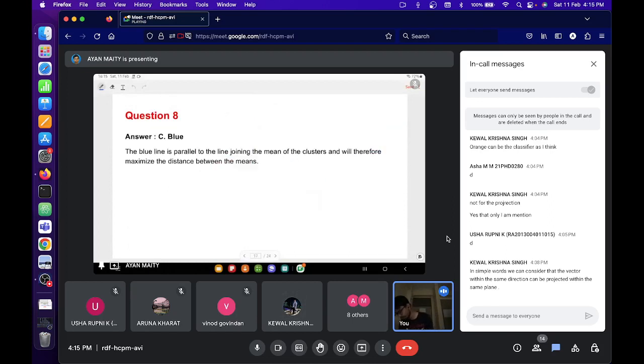Yeah, so blue is the correct answer. The reason is that the blue line is parallel to the line joining the means of the clusters and will therefore maximize the distance between the means. So that is the reason.